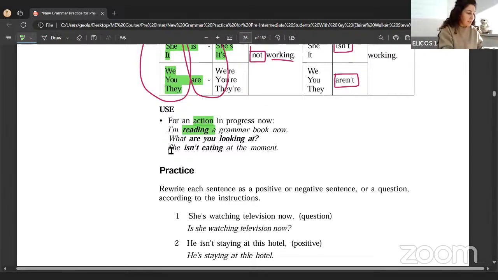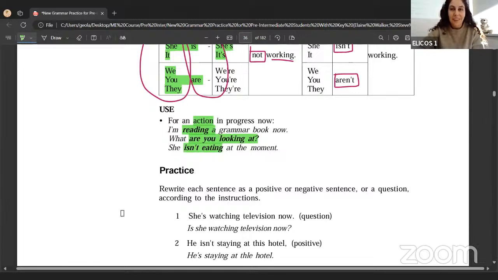So for example, I'm reading a grammar book now. So imagine I'm doing that and I'm saying to you, what are you doing? You say to me, what are you doing? And I say to you, oh, I'm reading a grammar book. So it means it's exactly the action I'm doing as I am speaking. To ask a question, what are you looking at? She isn't eating at the moment.